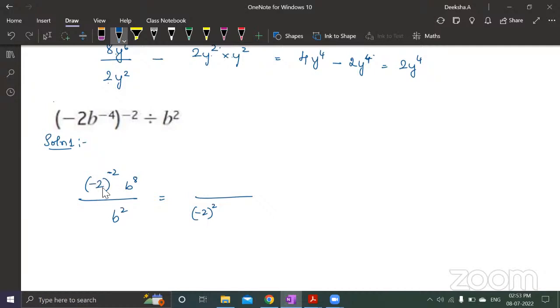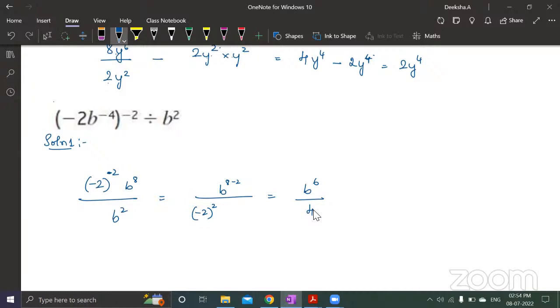Understand? I'm shifting this number from numerator to denominator. I changed the sign of the power only, not for the number. You should not change the sign of the number, only for the power you have to change the sign. So minus 2 becomes plus 2. Now this is b power 8, and here the smaller number is there, no? So take that to the other side. So 8 minus 2, this is b power 6 divided by minus 2 square, which is 4. This is one way of solving.